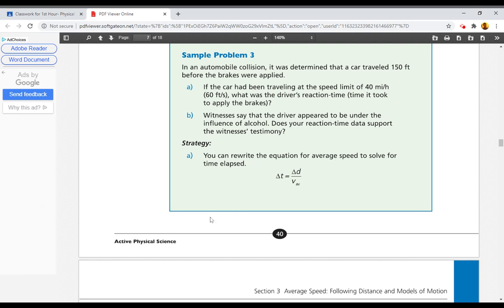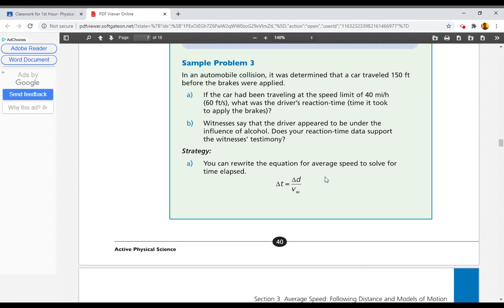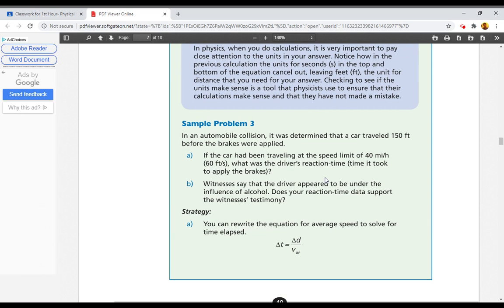So look at what they're doing here. They're trying to find the time. Time equals distance divided by speed. Well, did they give us distance and speed? Let's go up here. They gave us distance, 150 feet, which we would plug in for the D. Did they give us speed? Yes, they gave us 40 miles an hour. So it'd be 150 divided by 40 would equal the time.